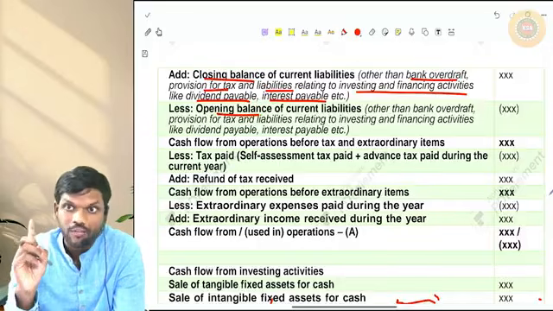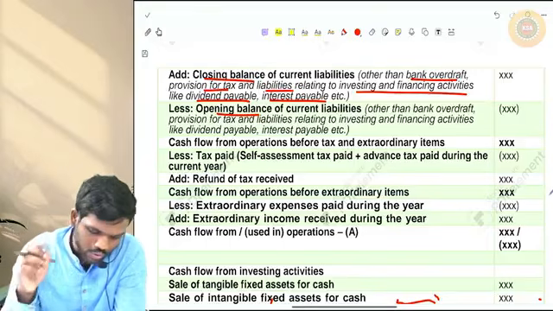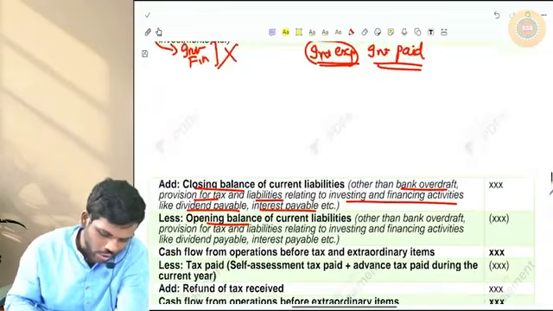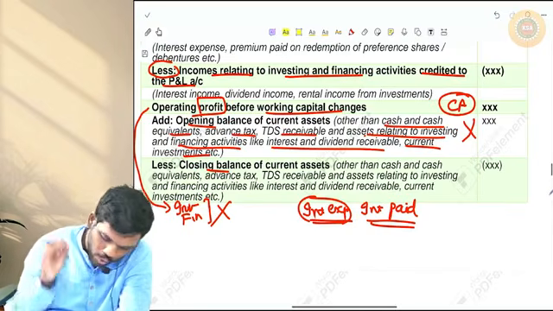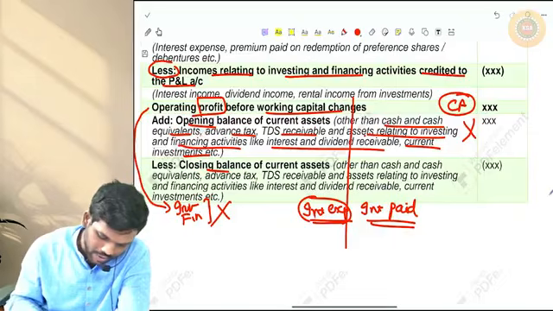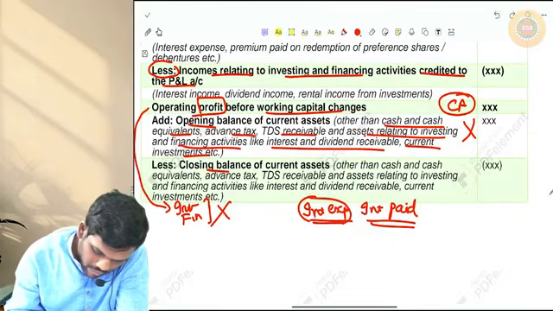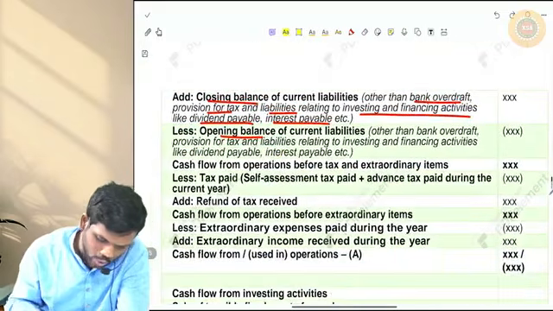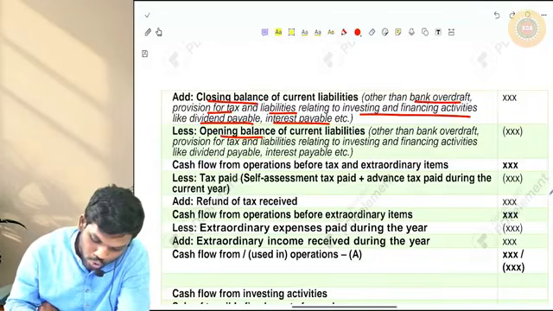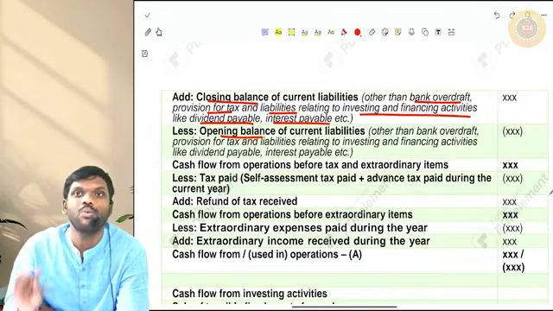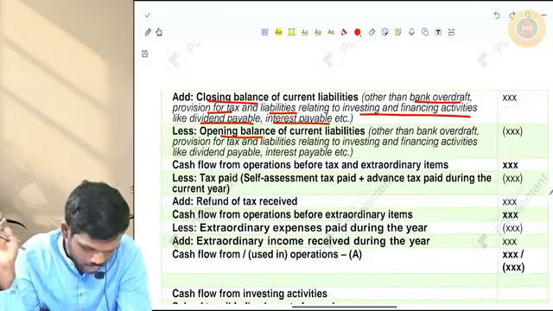So remember, for current assets, the opening balance is added, closing balance is subtracted. Same way for current liabilities, closing balance will be added, opening balance will be subtracted. Ensure you go through these things. I have clearly mentioned what should not be considered because those are common mistakes which students make in the exam.